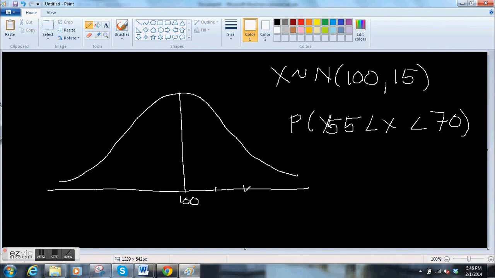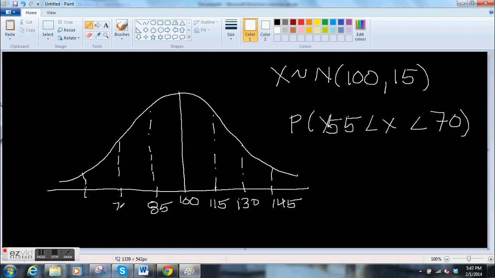So we have 1, 2, 3 standard deviations here. We did this before. Each little hop is 15. So that's 115, 130, and 145. And then hopping backwards, 1, 2, 3 standard deviations. I like to draw the lines, but they're not super mandatory. These pictures are not perfectly to scale. So back 15 is 85, back another 15 is 70, and back another 15 is 55.